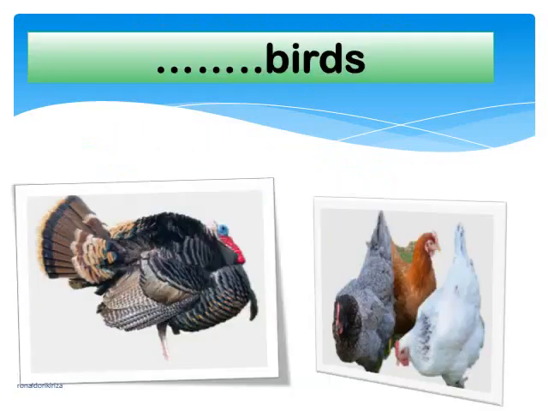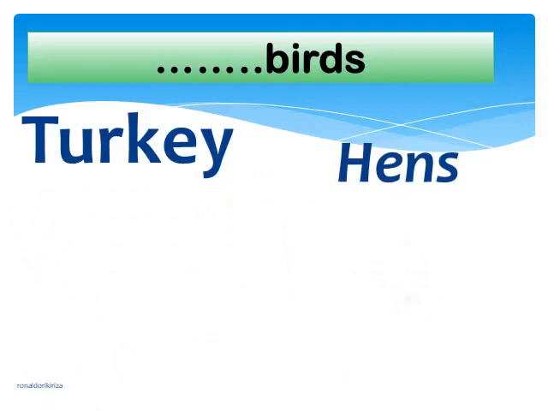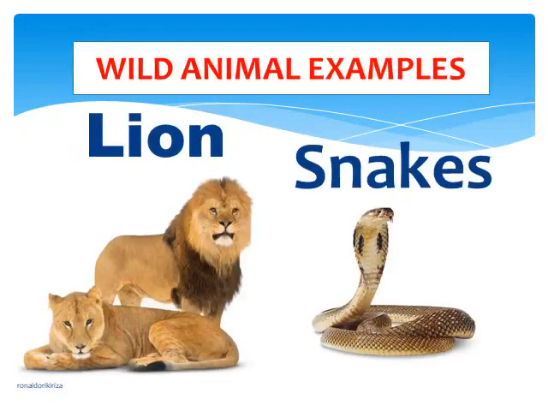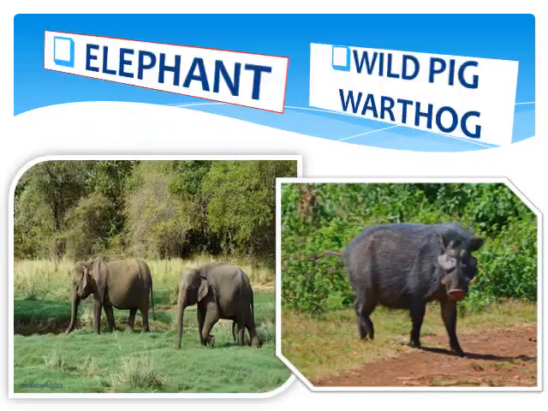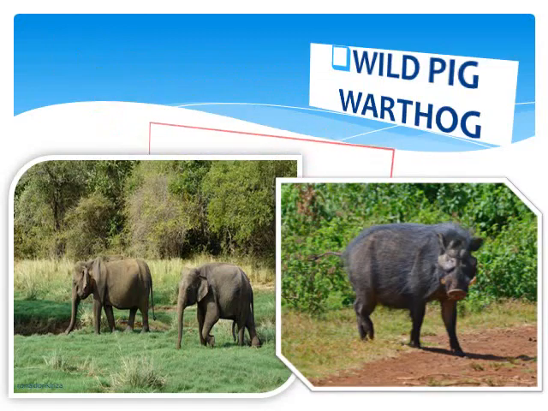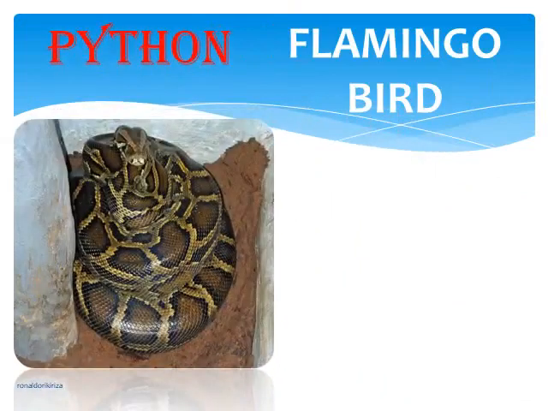When we continue, we look at different types of birds. We have the turkey, we have the hens, they also share things in common. And then we look at examples of wild animals, lions. So then once again we talk about the snakes, poisonous. So we look at elephants and wild animals. They are big as they are. We have the wild pig or the warthog. We have the flamingo birds, we have the pythons. Python is also in the snake category, but it is one of the biggest.